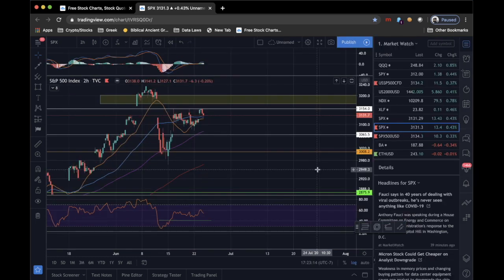Now back to the S&P, it's worth mentioning that at this moment in the futures, the S&P is moving a little bit higher, but we still haven't crossed this 3154 area. So the corrective scenario is still on the table. That said, this is the market wrap up.